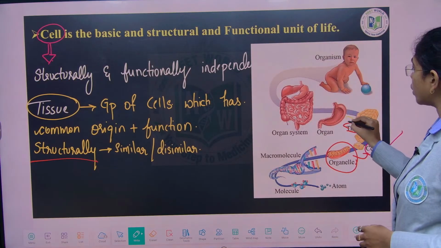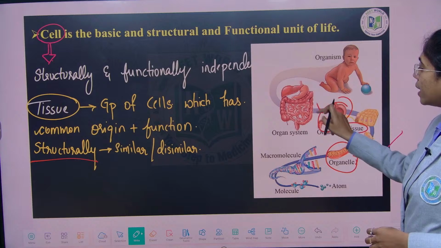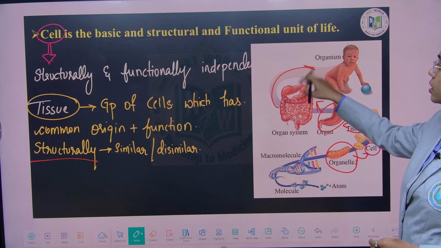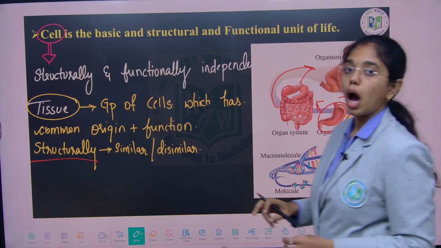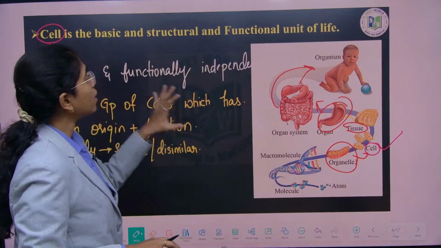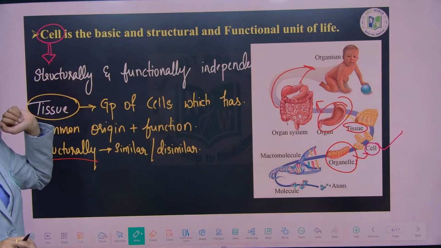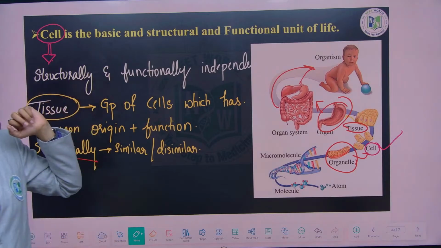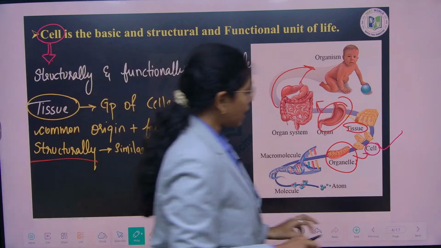Then a group of tissues will form an organ. Later a group of organs sets up an organ system, and organ systems will construct an organism. This is the hierarchy of living organization. In that it is noticed that the cell is structurally and functionally independent, which is the basic structural and functional unit of life. Clear till here, right?